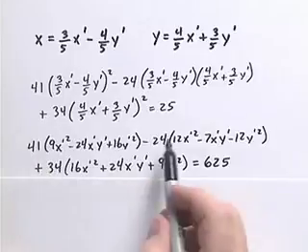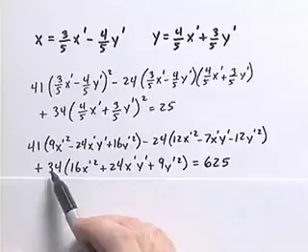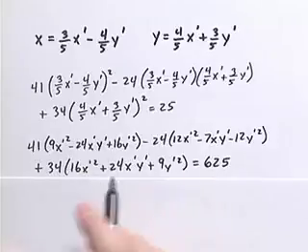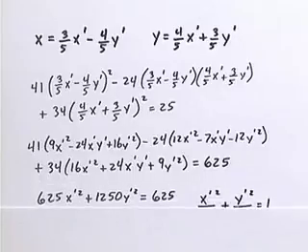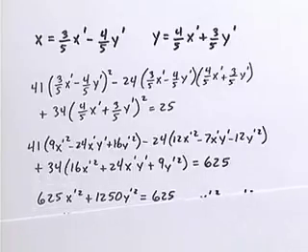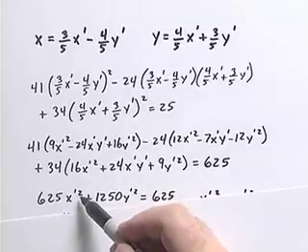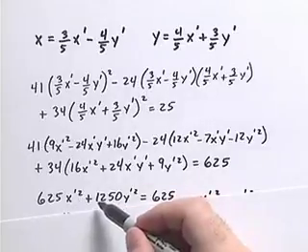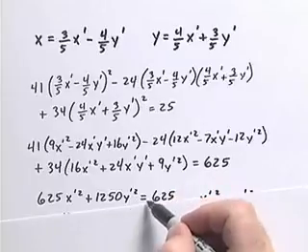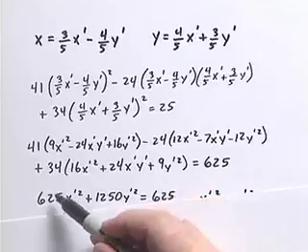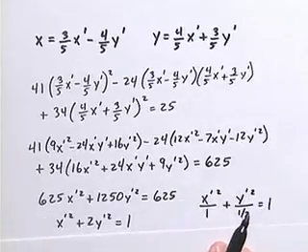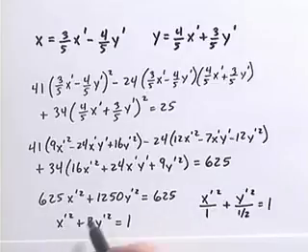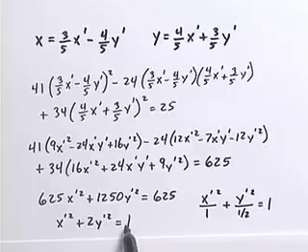If we actually distribute our 41, the negative 24, and the 34, and then simplify by collecting like terms, a lot of stuff will go away, and we're going to be left with 625x prime squared plus 1,250 y prime squared equals 625. So everything goes away except for these two terms. If we divide both sides by 625, we'll get x prime squared plus 2y prime squared equals 1.